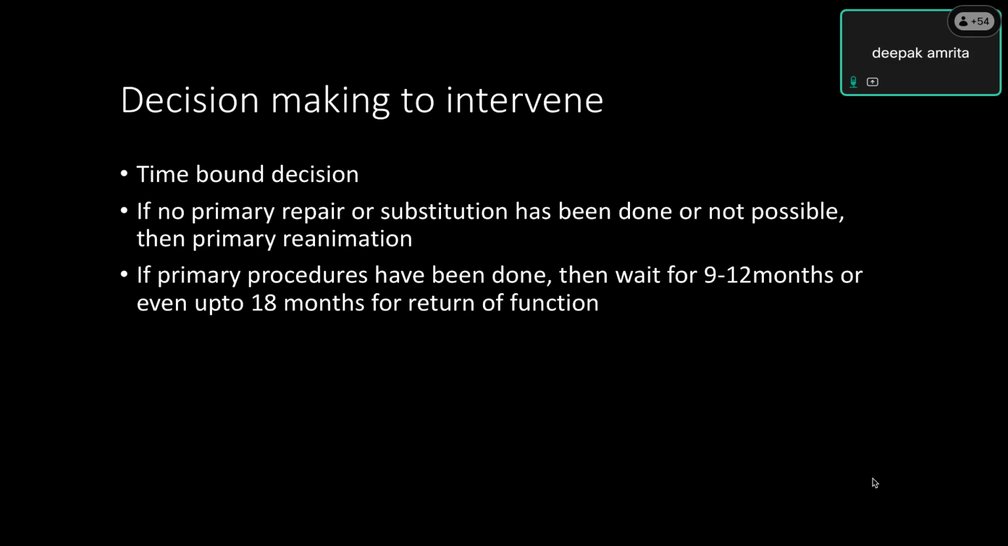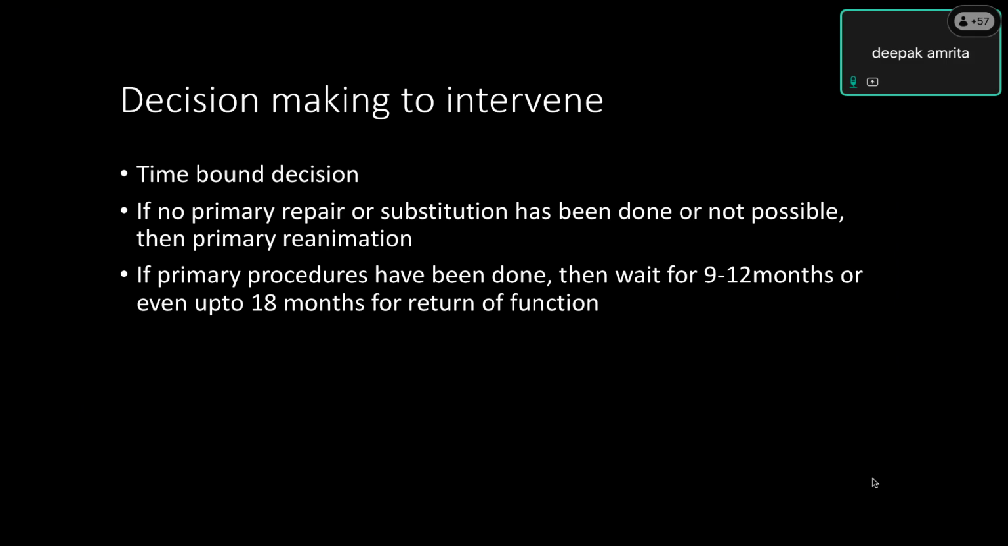So what is the decision making to intervene? This is a time-bound decision. If no primary repair or substitution has been done or is not possible, for example, the patient had a bad tumor, has no proximal or distal cut ends, there is no way to neurotize the muscle, none of these are possible, then you think of primary reanimation at the time of removal of the tumor itself.